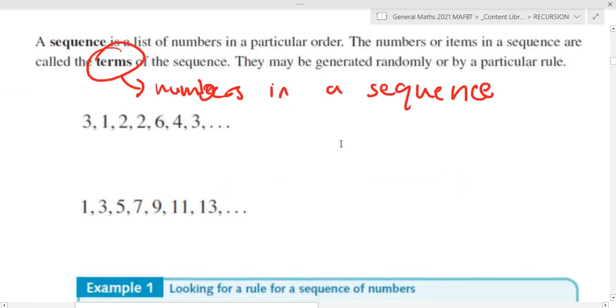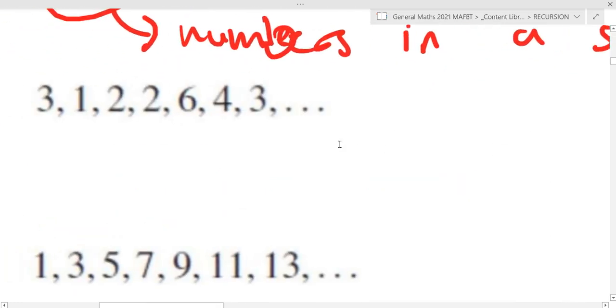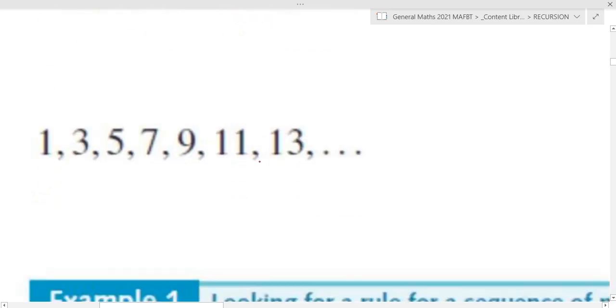Okay, so if you look at these two sequences, can anybody see, is there a pattern happening with the first sequence? No, why not? It's kind of random. 3 to 1, that's gone down by 2. Then to 2, it's gone up by 1, but then it's 2 again. Then it goes up by 4, goes down by 2, goes up by 1. It's too random. There's no real sequence here. We don't know what's happening. It's just a random set of numbers. What about the second set?